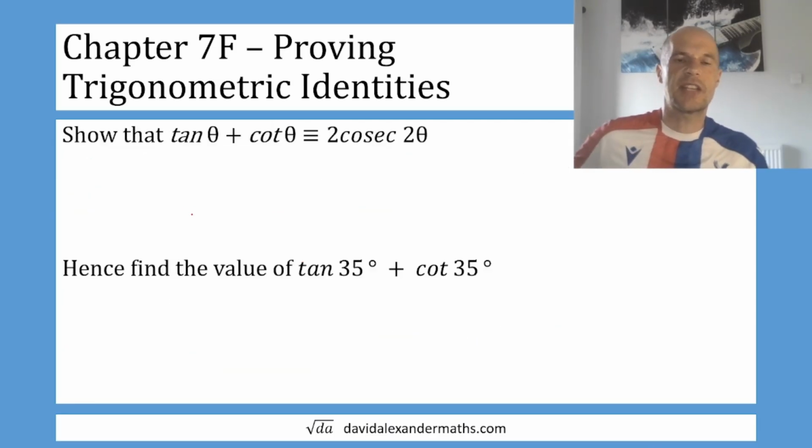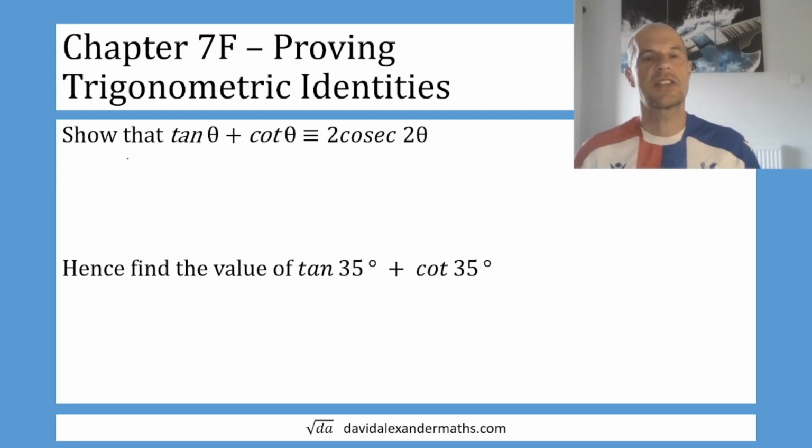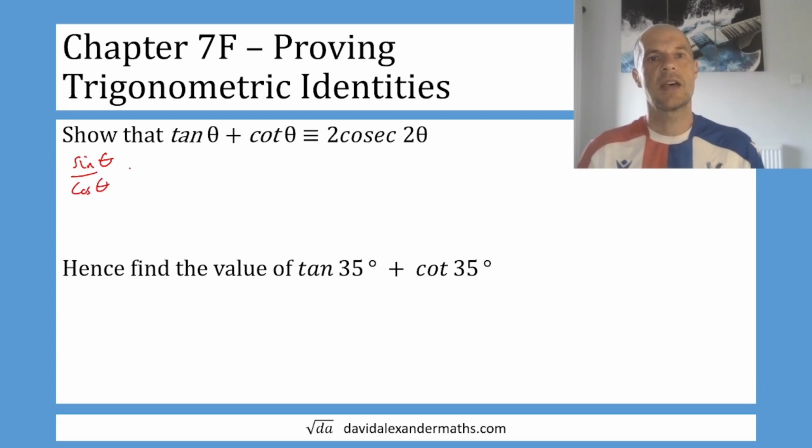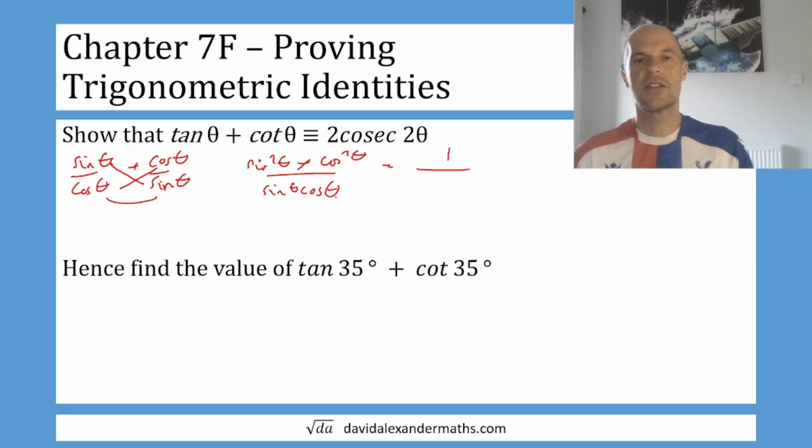Okay, so we need to show that tan theta plus cot theta is the same as 2 cosec 2 theta. So we need to consider that tan theta is sine theta over cos theta, and cot theta is 1 over tan theta, but easier if you see it as cos theta over sine theta. So let's add these fractions together. That's going to be sine squared theta plus cos squared theta over cos theta sine theta, or sine theta cos theta. So that is 1 over sine theta cos theta.